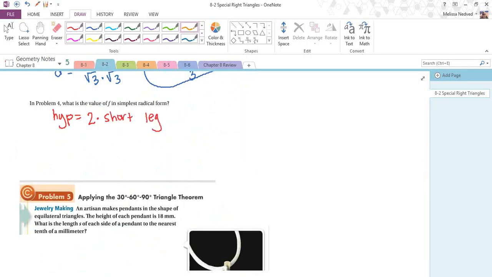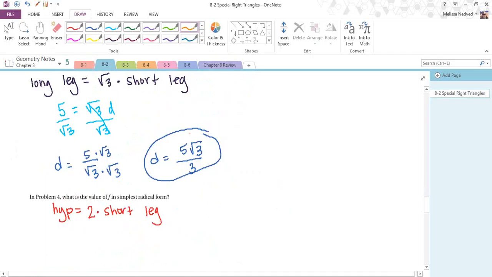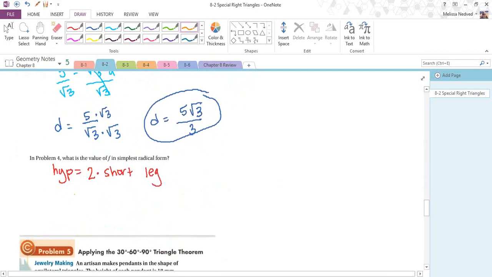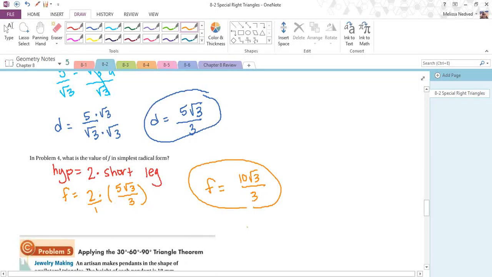So replacing what we know, the hypotenuse is the variable f. So f equals 2 times my short leg. We just found that was length d, 5 square root of 3 all over 3. And so the last thing you want to do is multiply your 2 times this fraction. If you want to, you can put 2 over 1. And when we multiply fractions, we just multiply across the top and across the bottom. So f is equal to 2 times 5 gives me 10, square root of 3 all over 3. And that's going to be my final answer for the hypotenuse.